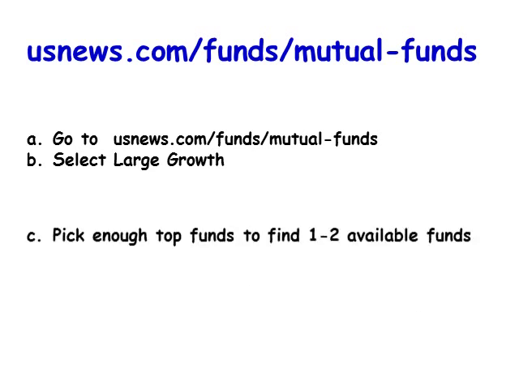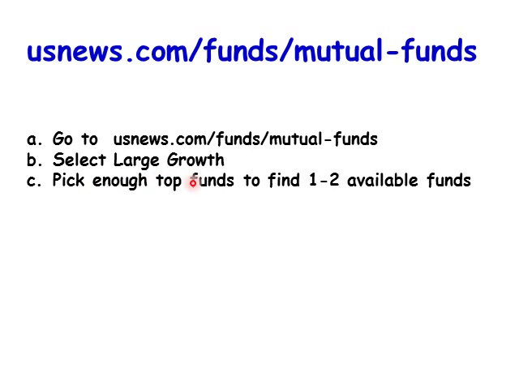Now in this section we will go through the US News mutual funds tool, and we will use that to find funds. So how to do that? Go to the site usnews.com/fund/mutual-funds. Then select large growth. It has a number of categories, and you select large growth. We are trying to find a large growth fund. Then pick enough top funds to find one or two available funds.